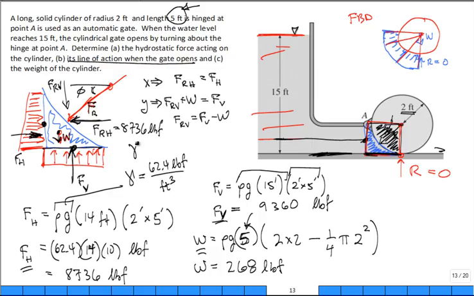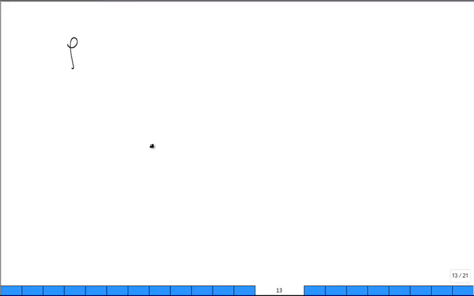Gamma is rho times g. Rho is mass density, gamma is weight density. So instead of being in kilogram per cubic meter, it's in newtons per cubic meter. Instead of being in pound mass per cubic foot, that would be rho, pound force per cubic foot, gamma. So it's just a definition. I thought I covered that before.